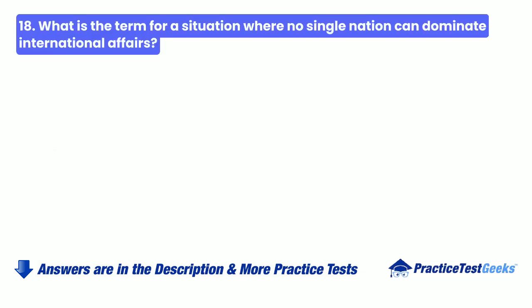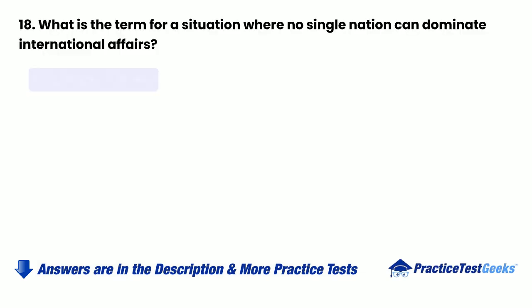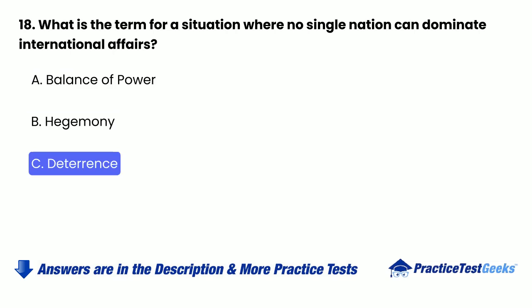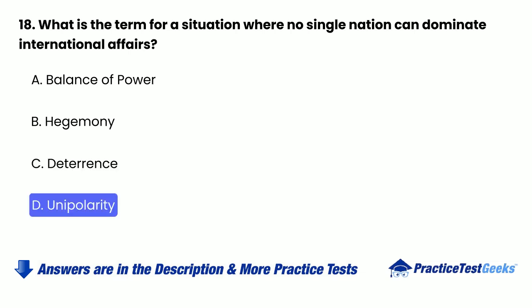18. What is the term for a situation where no single nation can dominate international affairs? A. Balance of power. B. Hegemony. C. Deterrence. D. Unipolarity.